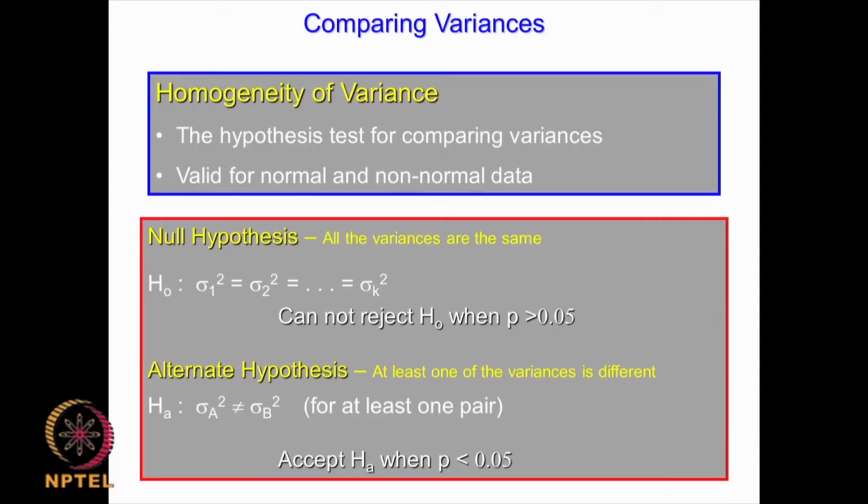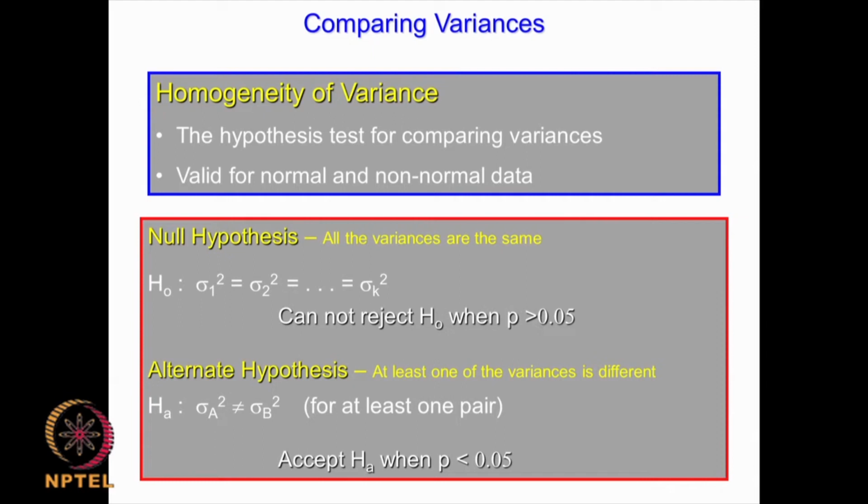Welcome to the course on biostatistics and design of experiments. In this class we will talk about the F distribution and the F test. So far we talked about the t distribution and comparing means. In the F test we compare something called variances. Variances are nothing but the spreads.